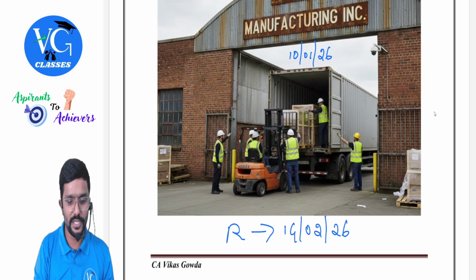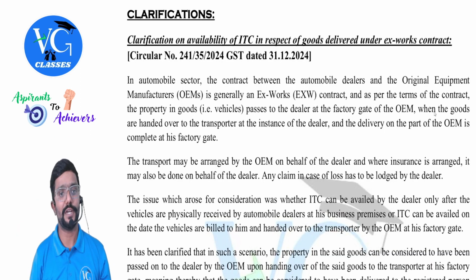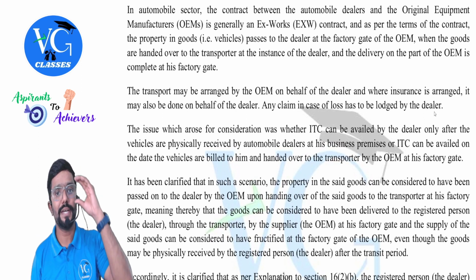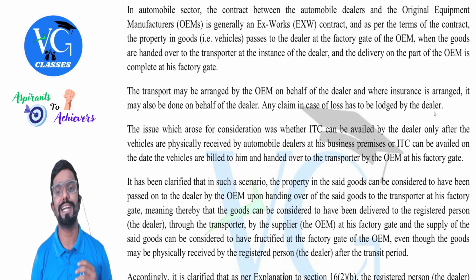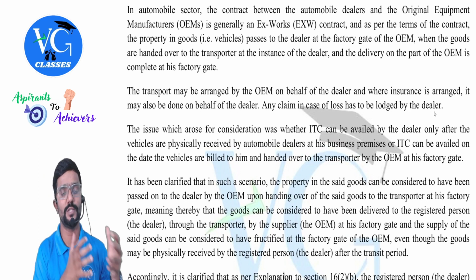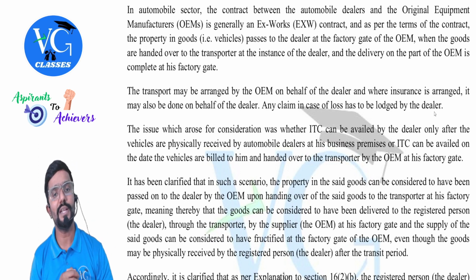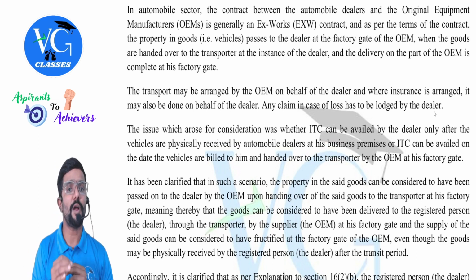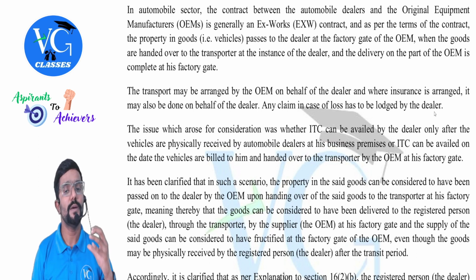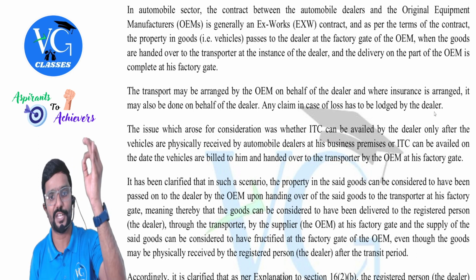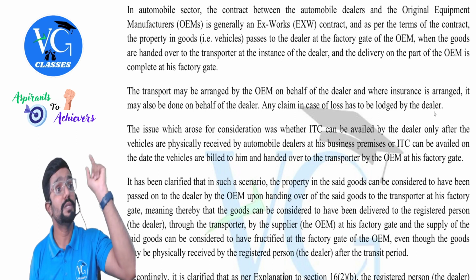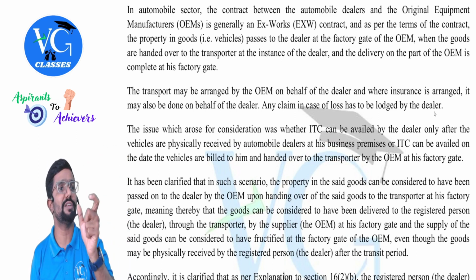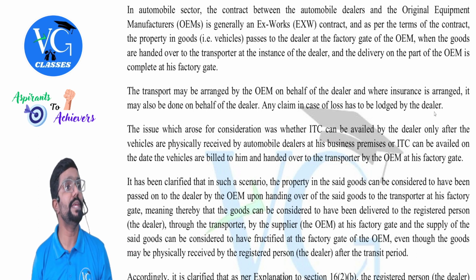Clear? Yes. Chalo. The clarification is with respect to that. Let us read it. In an automobile sector, the contract between the automobile dealers and the original equipment manufacturers, that is OEM, is generally an ex works contract. And as per the terms of the contract, the property in goods, that is vehicles, passes on to the dealer. Dealer here means recipient, guys. At the factory gate of whom? Supplier. Who is supplier here, guys? The original equipment manufacturer. In short, they have given it as OEM.